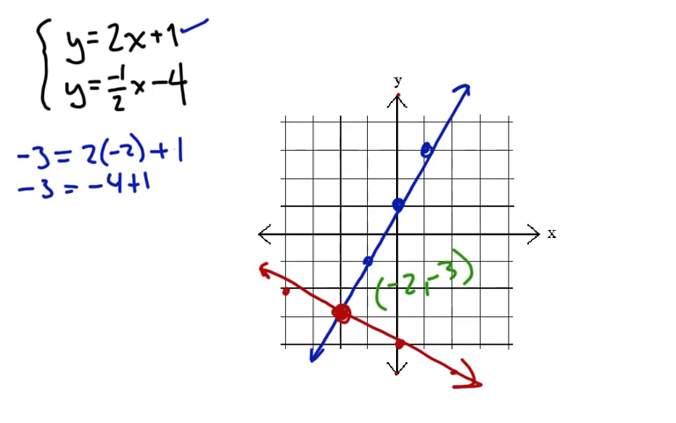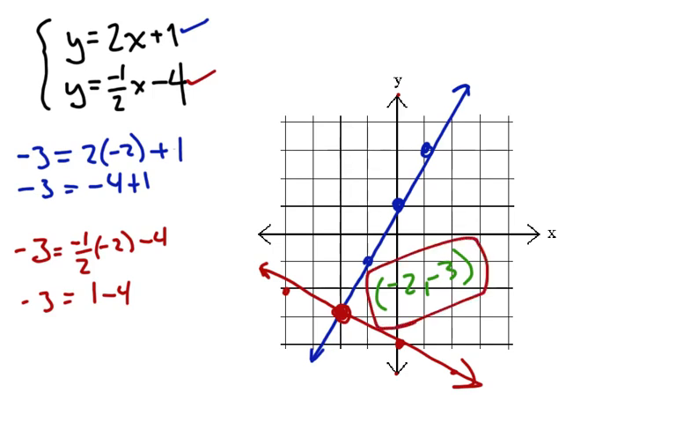It's not a solution yet. We still have to plug it into our second equation. Is negative 3 equal to negative 1/2 times the x coordinate minus 4? Well, negative 3 equals 1 minus 4. Yep, it works for the second equation too. That means that negative 2, negative 3 is the solution to our system.